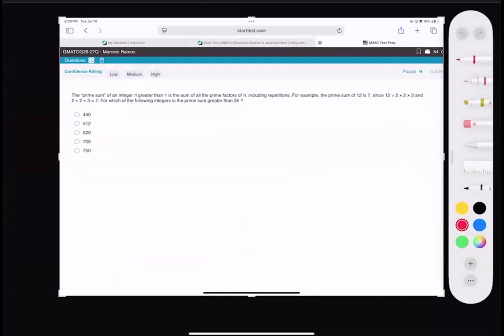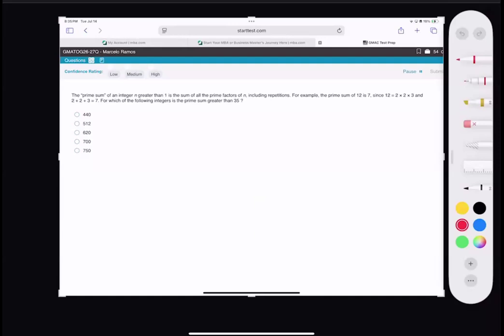The prime sum of an integer n greater than 1 is the sum of all the prime factors of n, including repetitions. For example, the prime sum of 12 is 7, since 12 is 2 times 2 times 3, and 2 plus 2 plus 3 is 7. For which of the following integers is the prime sum greater than 35? There's no other way rather than factorizing prime numbers. You need to do that.